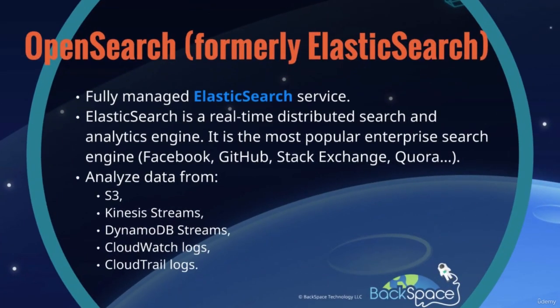AWS OpenSearch was formerly called AWS Elasticsearch, and it is a fully managed Elasticsearch service. Elasticsearch, it's a real-time distributed search and analytics engine, and it is the most popular enterprise search engine and is used by Facebook, GitHub, Stack Exchange, Quora, to name a few. It allows you to analyze data from a number of sources, including S3, Kinesis streams, DynamoDB streams, CloudWatch logs, and CloudTrail logs.